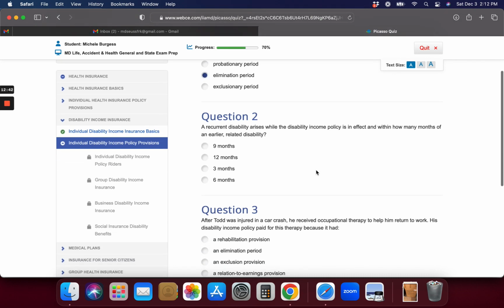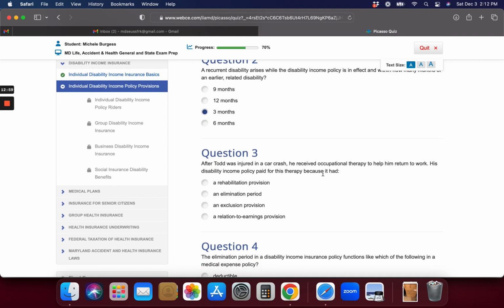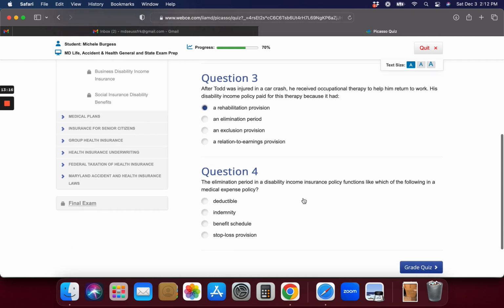Okay, a recurrent disability arises when the disability income policy is in effect and with how many months or earlier related disability. I don't know. I want to say 3 months. Okay, after Todd was injured in a car crash, he received occupational therapy to help him return to work. His disability income policy paid for the therapy because it had a either exclusion or rehabilitation. I'll put rehabilitation, just as a guess.